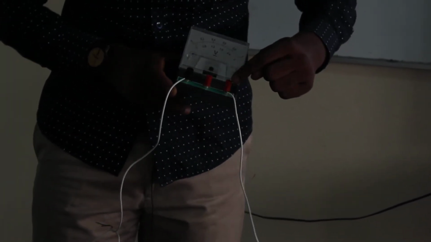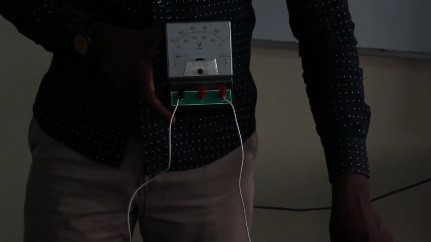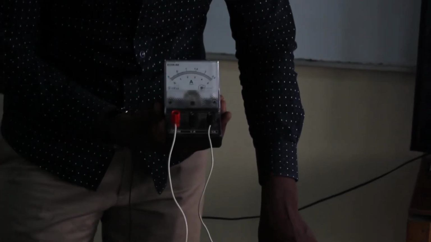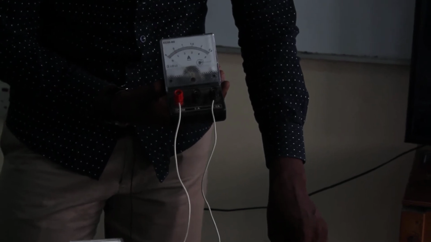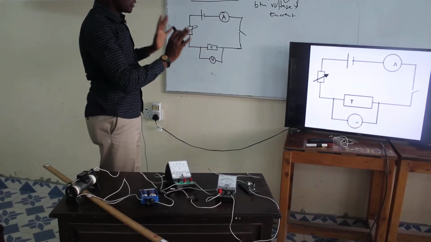Remember, we are using the 3 terminal, so that now you can be able to see that there's a serious deflection. At the same time, there's a deflection on an ammeter. Now once you complete the circuit like this, you have the complete circuit.